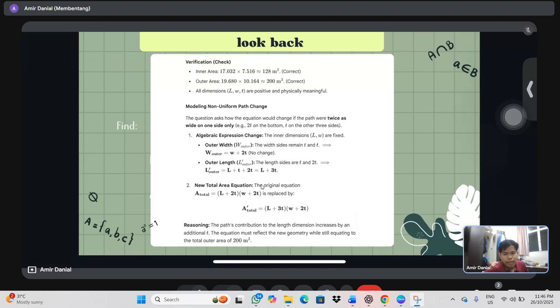And the next is new total area equation. The original equation, which is A total equal to L plus 2T multiply with W plus 2T, is replaced by A total which is L plus 3T multiply with W plus 2T. So the reasoning is the path contribution to the length dimension increases by an additional T. The equation must reflect the new geometry while still equating the total outer area of 200 meters square.